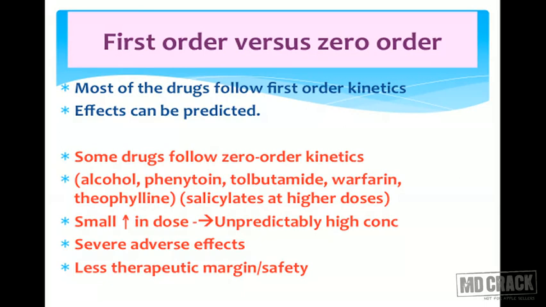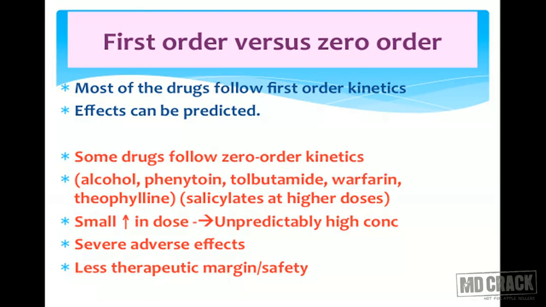Most of the drugs follow first order kinetics. And if you give them in a very large dose, of course they'll move to zero order kinetics. But most of the time, within the therapeutic range, they follow first order kinetics. And this is very good because you can predict the effect, because you know how much is going to remain and how much is going to get excreted, because it's a fixed percentage. Whereas some drugs follow zero order kinetics.